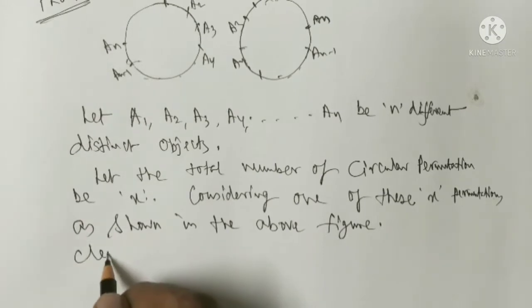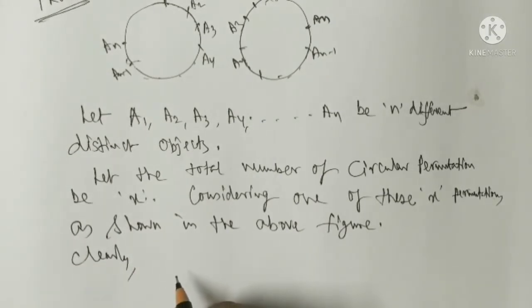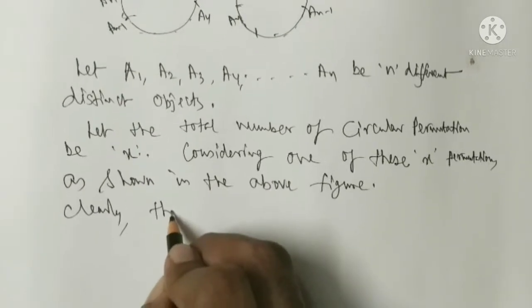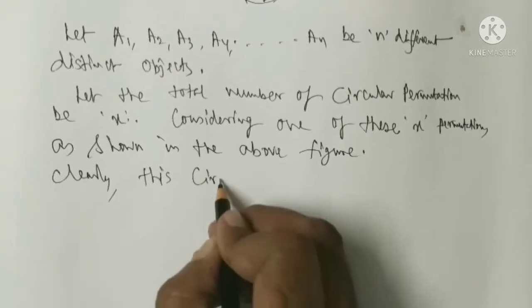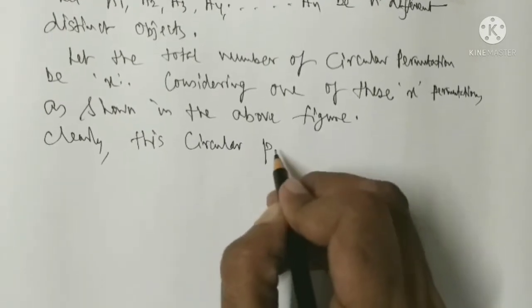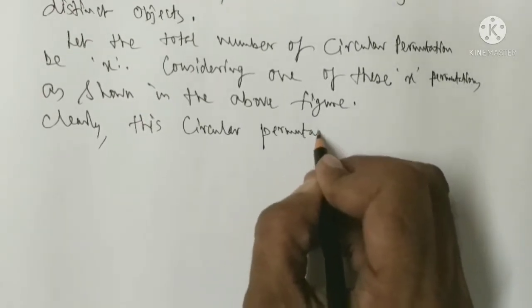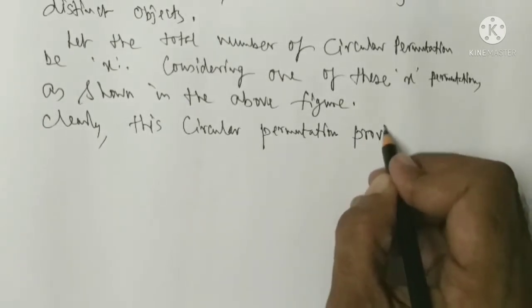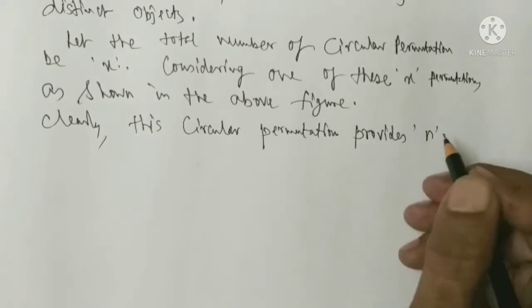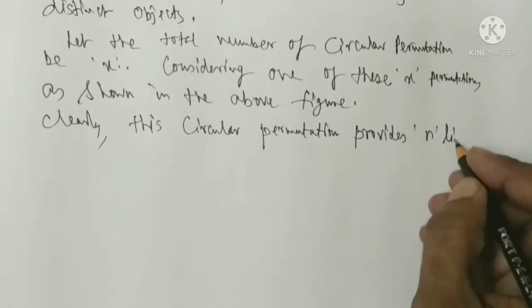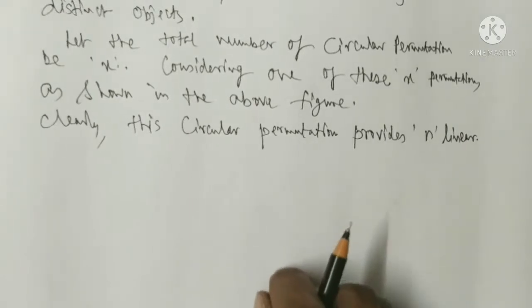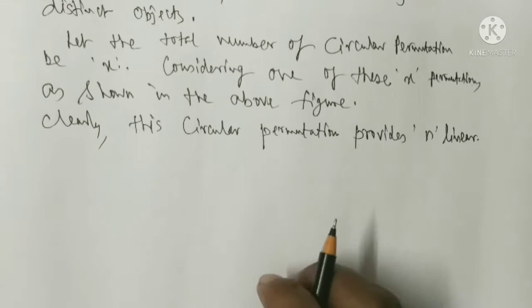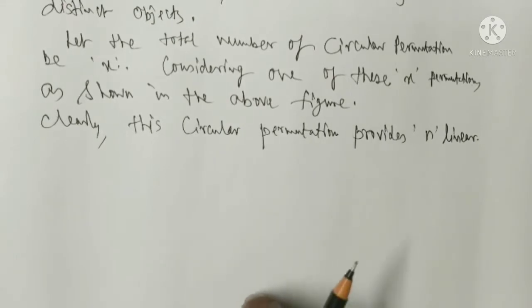Now clearly this circular permutation provides linear permutations. In our discussion at the first step, I mentioned that there is a subtle difference between linear and circular permutation, but there is similarity also there.